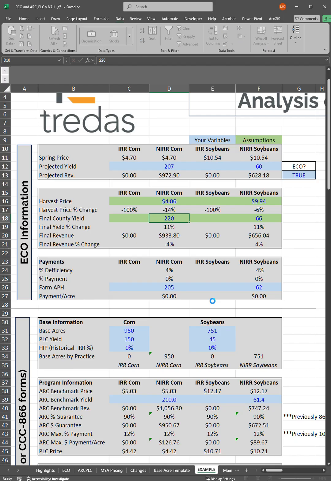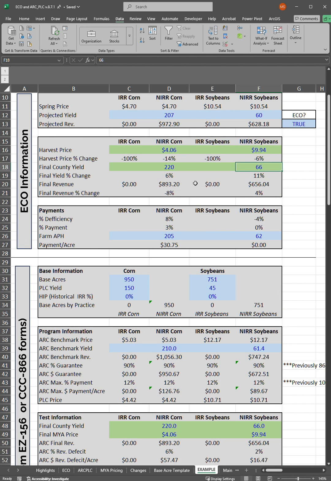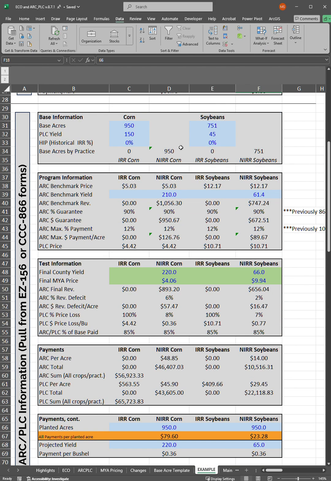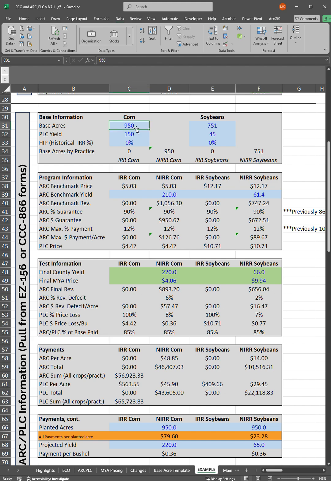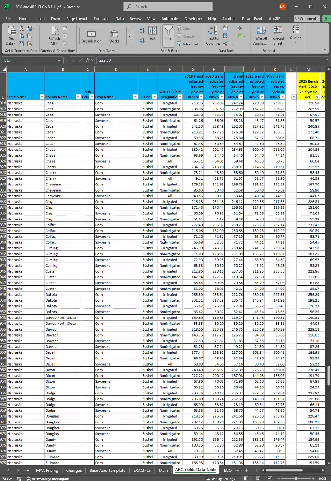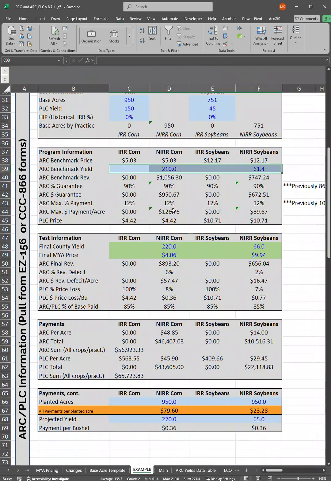So we can plug in something like that that's based on your county and your expectations. Down below, this is the ARC and PLC information. This is where you'll plug in the base acres that we got from these other sheets. So you're going to plug in your base acres, your PLC yields, and your historical irrigation percentage. The ARC benchmark yields, those are on a tab over here. It's just published by the USDA.